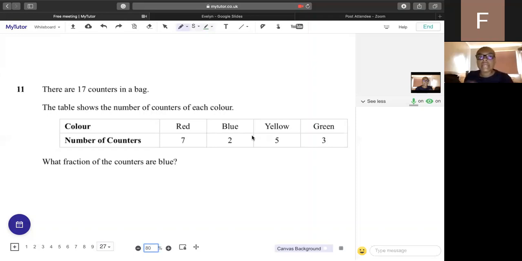Perfect. So the next question that we're going to look at today is this one here. We've got 17 counters in the bag. The table shows the number of counters of each colour. So we've got 7 red, 2 blue, 5 yellow, and 3 green. What fraction of the counters are blue? Remember, a fraction is part of whole amounts. So we have a whole amount of 17 counters in the bag, and we have 2 which are blue. So our answer would be 2/17. Out of 17, only 2 are blue. That's your answer for that question.